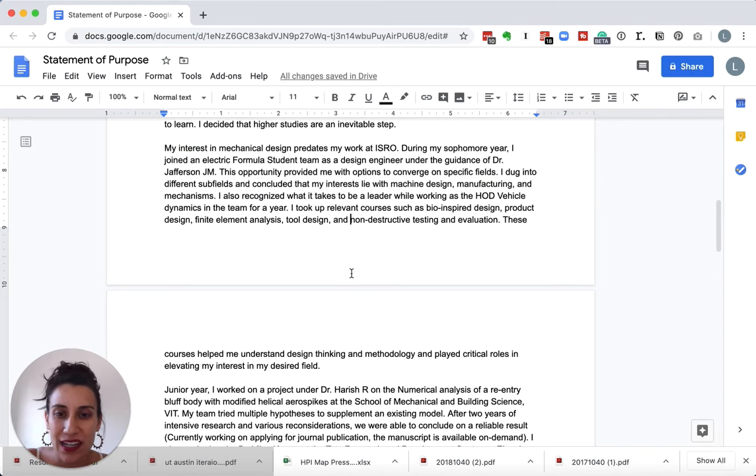I also recognize what it takes to be a leader while working as the HOD vehicle dynamics in the team for a year. I took up relevant courses such as bio-inspired design, product design, finite element analysis, tool design, and non-destructive testing and evaluation. These courses helped me understand design thinking and methodology and played critical roles in evaluating my interest in my desired field.